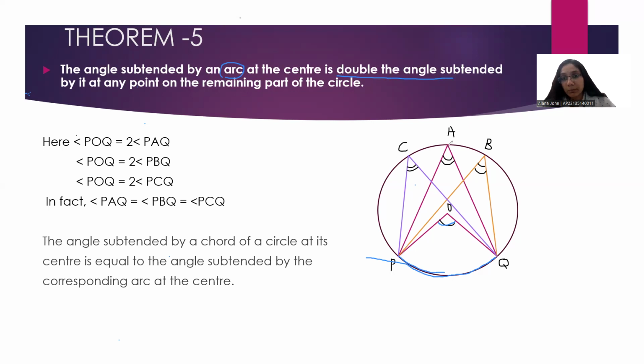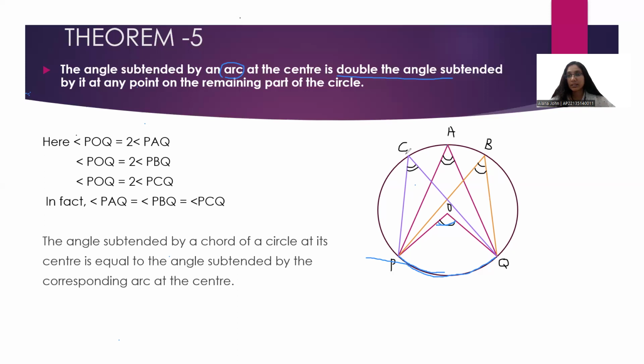If you are taking any other point on the circle, say capital A, then the angle subtended by the arc PQ at the point A is this one. It will be just half of this angle subtended at the center. Similarly, if you are taking a point B on the circle, then the angle subtended by the arc PQ at the point B will be exactly half of this angle subtended at the center. Similarly for point C.